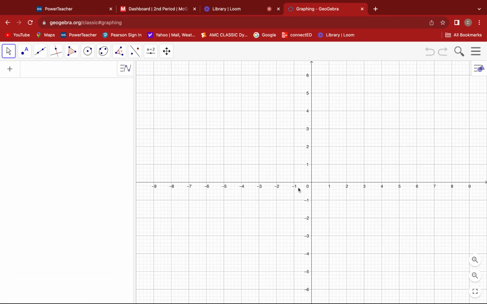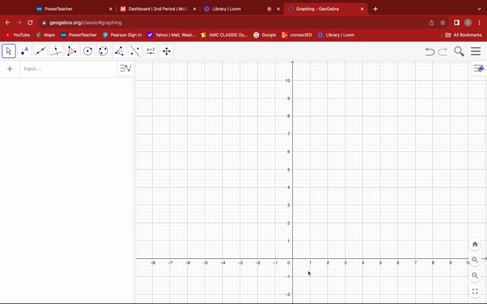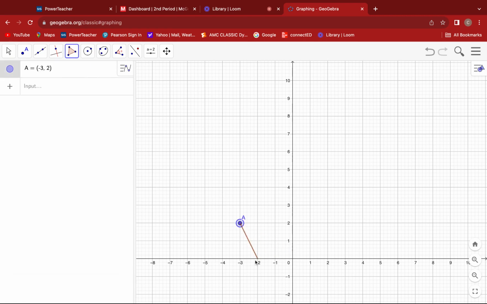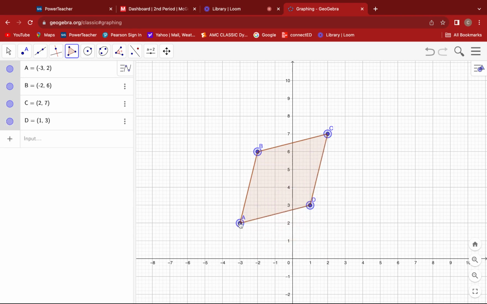So I need a -3, 2. I need a -2, 6. I need a 2, 7. So I need to move this down a little bit so I can get to a 2, 7. I need a 1, 3. All right, well, here we go. Go to Polygon. -3, 2 is my A. -2, 6 is my B. 2, 7 is my C. And 1, 3 is my D. Don't forget to go back to A.